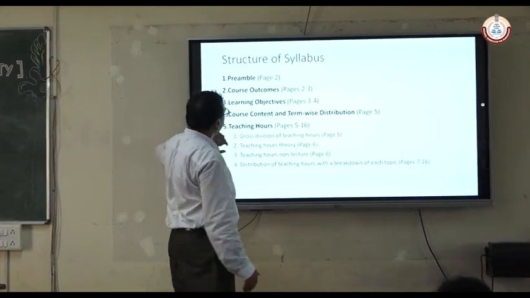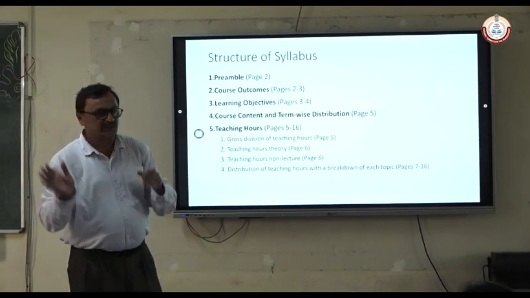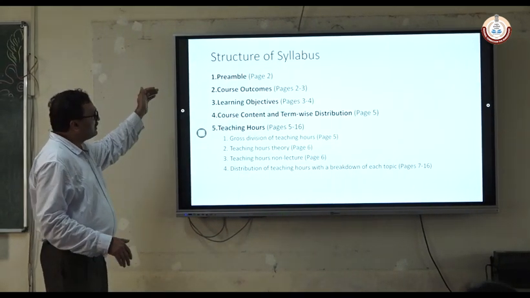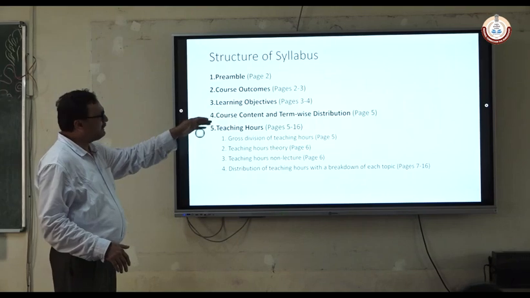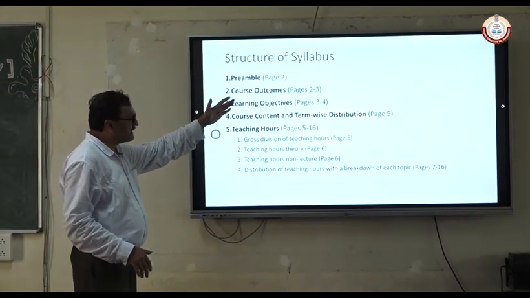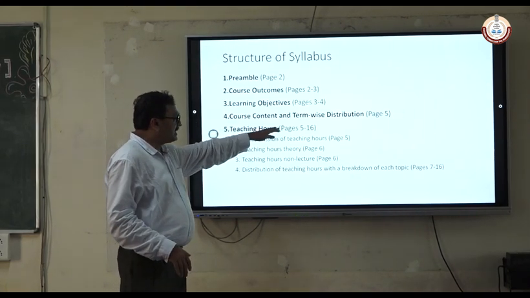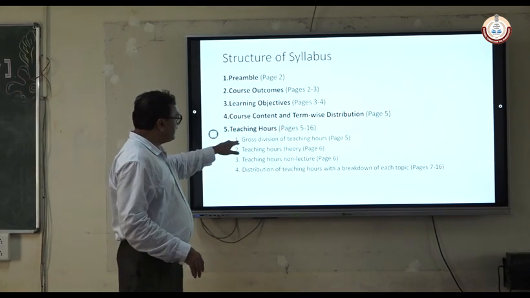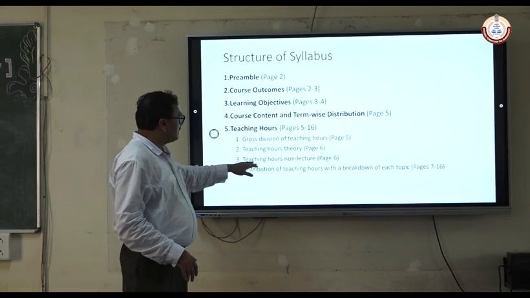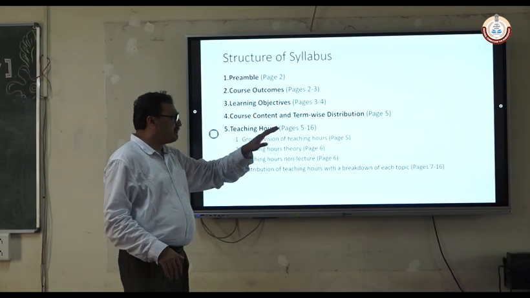First, the structure of the syllabus. I am going to just give what the index will be. The preamble, then the course outcome, pages 2 and 3, the learning objectives, pages 3 and 4, the course content and term-wise distribution on page number 5, then teaching hours on pages 5 to 16, which include the division of teaching hours for theory, teaching hours for non-lecture hours, and distribution of teaching hours with breakdown of each topic.